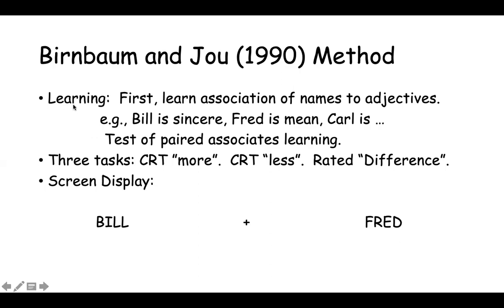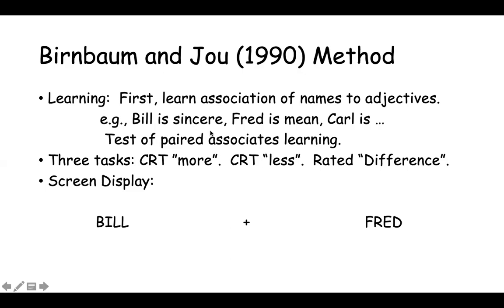First, there's a learning task. People learn to associate names to adjectives. They learn things like Bill is sincere, Fred is mean, and Carl is something else. And we counterbalance so that the name Bill wasn't always paired with sincere, but Bill might be paired with mean and Fred with sincere. So we're going to be talking about the adjectives rather than the names. They were all 4-letter, common male names, used frequently every day.